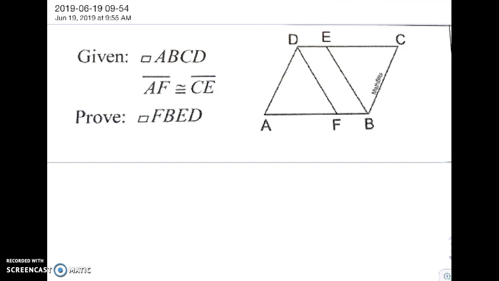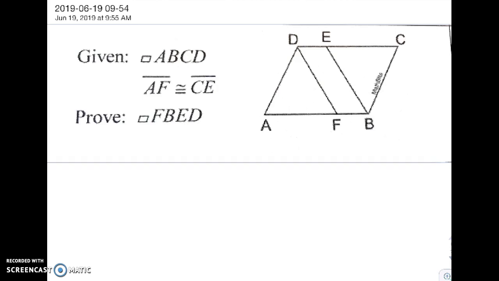So what they're telling us is that this is a parallelogram. That's the parallelogram symbol. If they're telling us it's a parallelogram, then we know opposite sides are congruent. We know opposite angles are congruent. There's a whole bunch of stuff about parallelograms that we know if they're telling us it's a parallelogram.